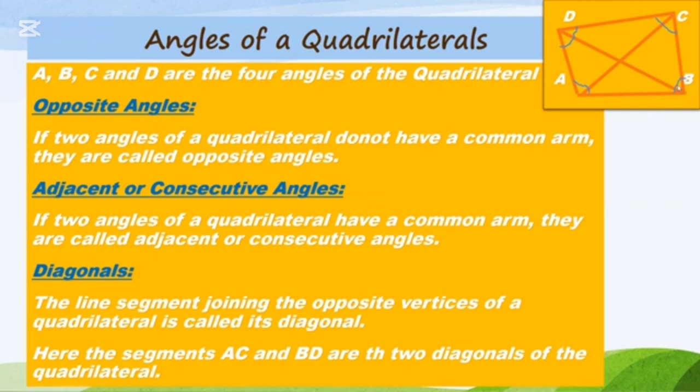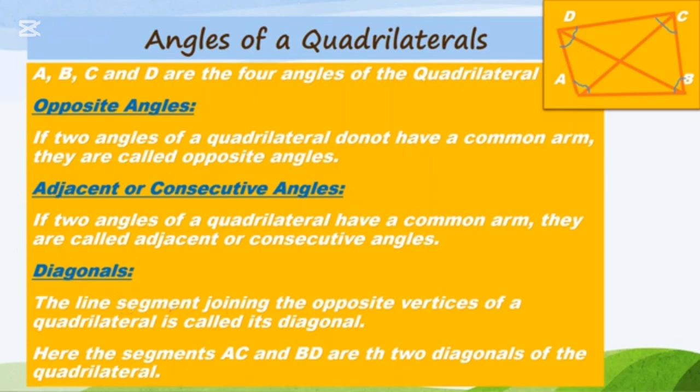In the same way, angle B and angle C are adjacent angles. In the same way, angle C and angle D are adjacent angles. And in the same way, angle D and angle A are adjacent or consecutive angles. Clear, students?